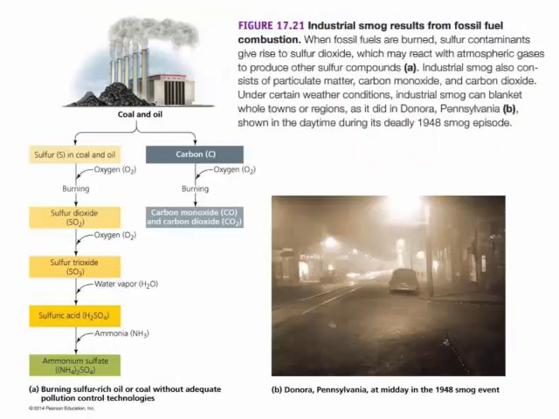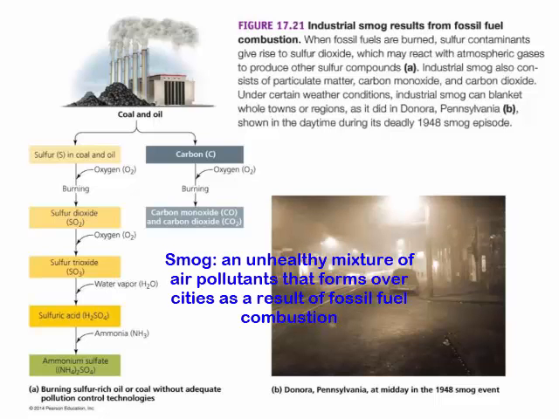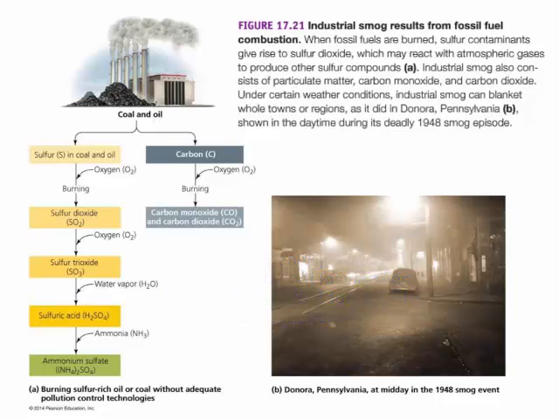You may have heard the term smog before, but could you define it and explain it clearly? Smog is an unhealthy mixture of air pollutants that form over cities as a result of fossil fuel combustion. There are 2 types of smog, industrial and photochemical. We will now examine each of these separately.